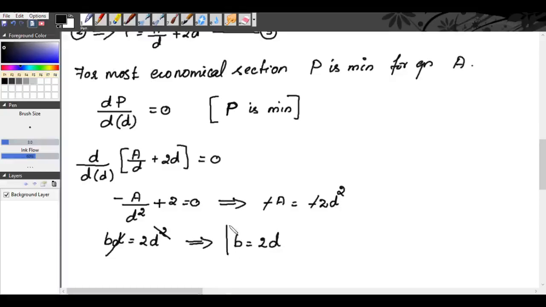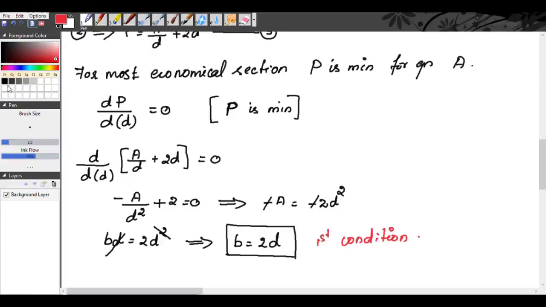So this is one condition, condition number 1. That is, for the most economical rectangular section, the breadth should be equal to 2 times the depth of the channel. The breadth of the channel should be equal to 2 times the flow depth of the channel. This is your first condition for the most economical rectangular channel.